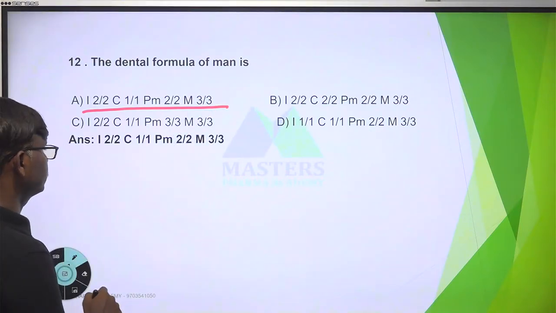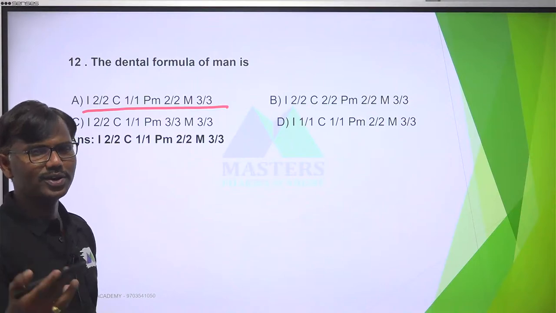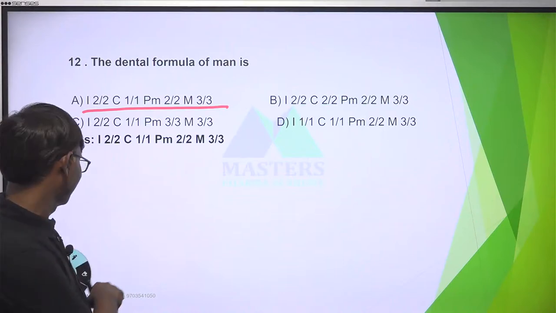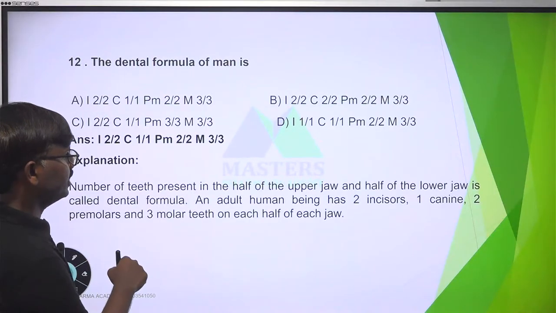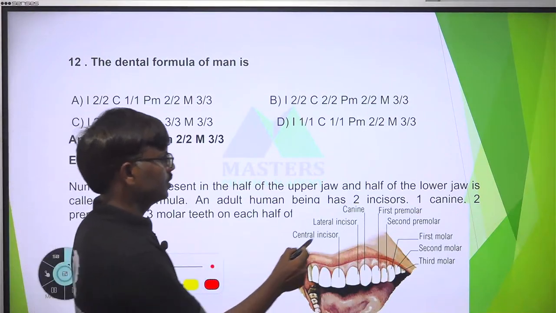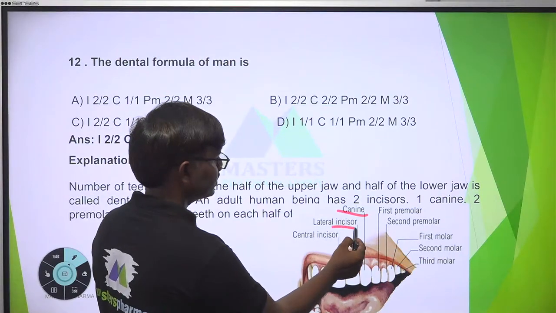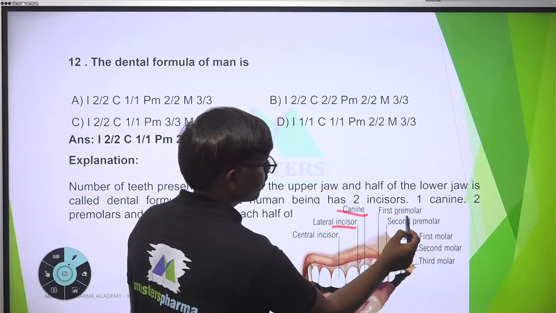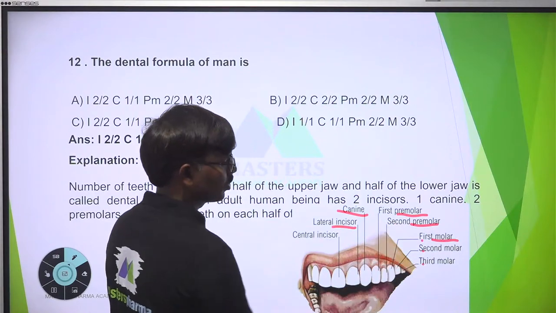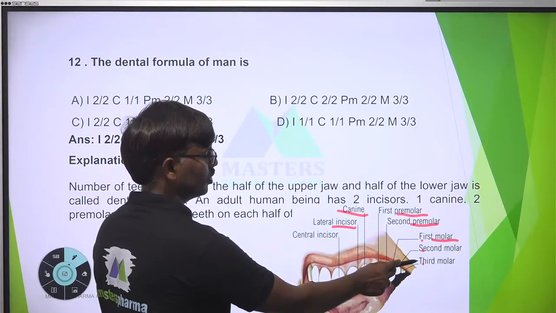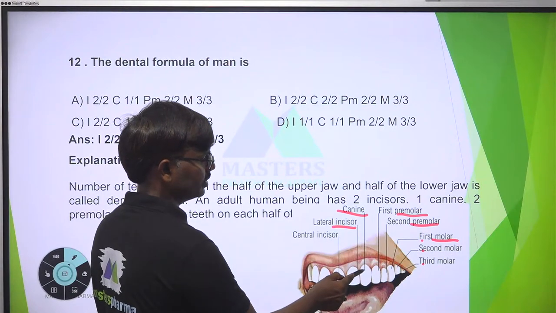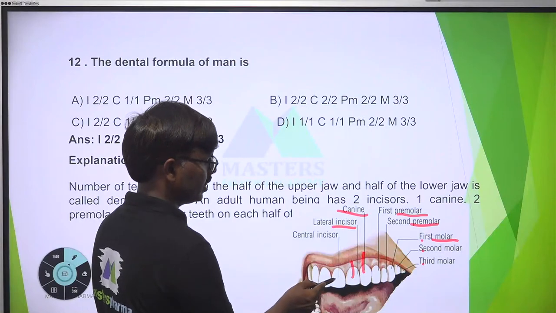2, 1, 2, 3. Remember this. How many teeth are there? How many do you have? Okay, it's 32, right? That we know. And there are different types, right? There are two incisors and like this. Canine, incisors, and then molar, premolar, molar. First molar, second molar, third molar, and second premolar, first premolar, and these are the canine. And later incisor and central incisor.